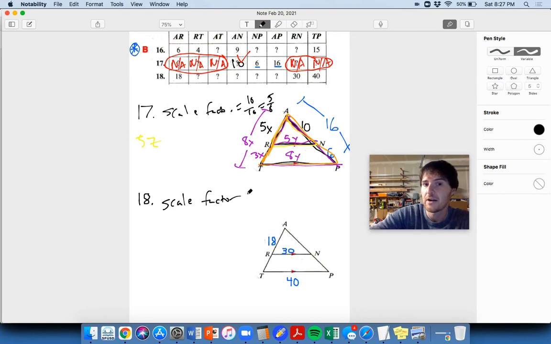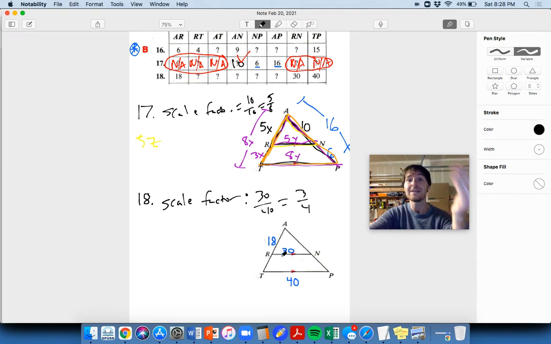Let's look at this one down here. Can I actually figure out the scale factor? This is just one way to do these problems, right? It's not the only way to do it. Can I figure out the scale factor from the top triangle to the triangle that it's similar to, right? Because triangle ARN is similar to triangle ATP. So that means RN and TP correspond. What's the scale factor? Well, the scale factor is going to be 30 over 40. Or if I were to reduce that fraction, it would be 3 over 4. Okay? Again, this is an entire side of a triangle. This is an entire side of a triangle. So they're going to have that consistent scale factor here.